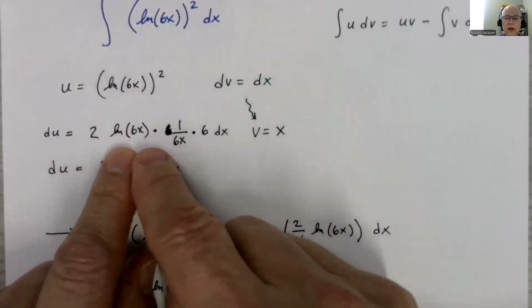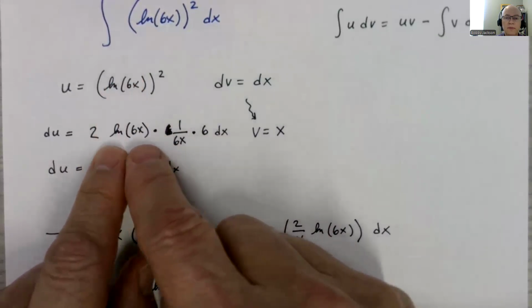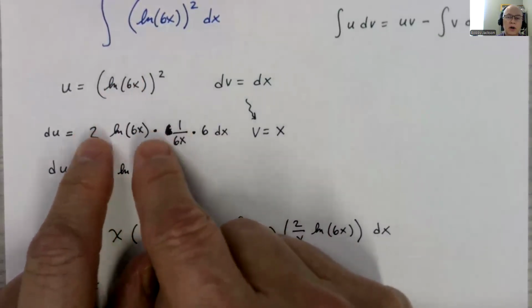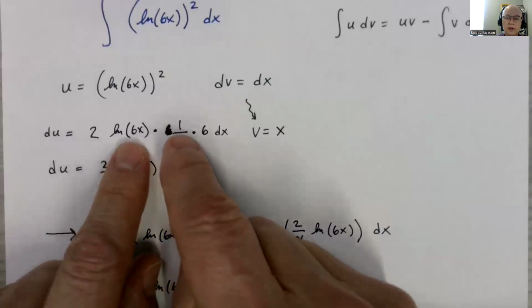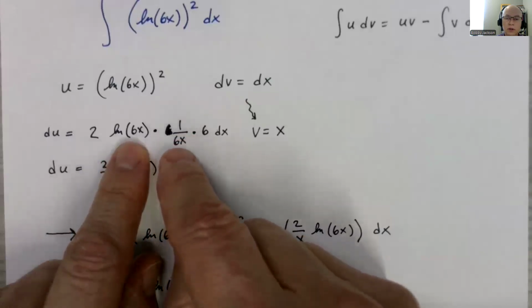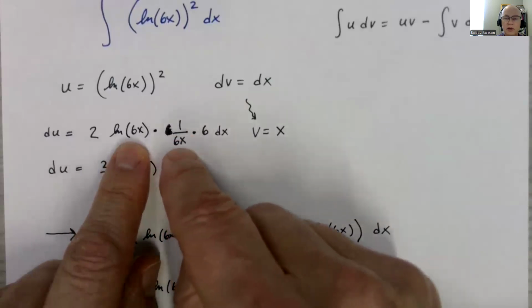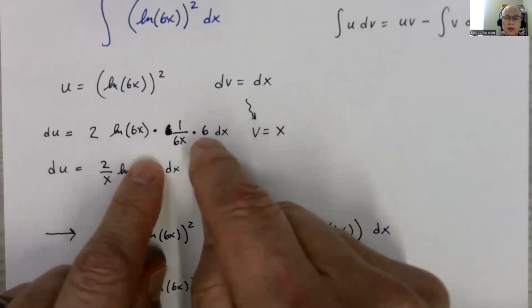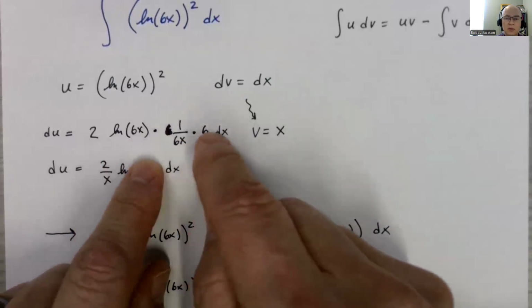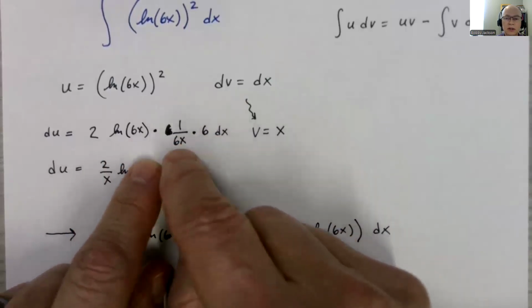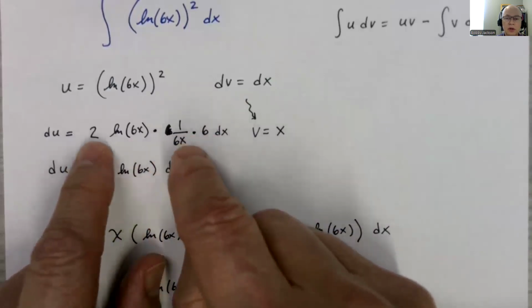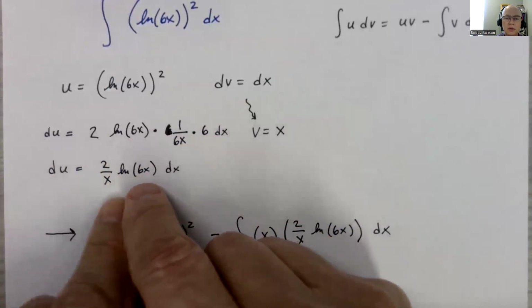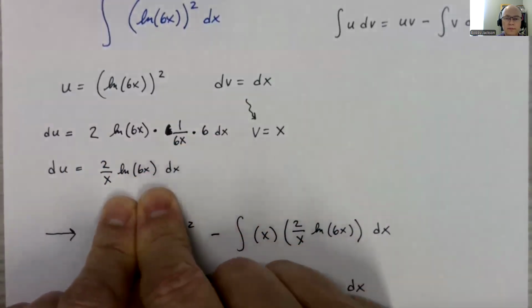Well, when we take the derivative of that, it's another chain rule, right? U is equal to 6x. The outer function is natural log of u. So the derivative of the outer function is 1 over u, where u is 6x, times the derivative of the inner function 6x, which is 6. So we've got a chain rule within a chain rule. Of course, 1 over 6x times 6 simplifies down to 1 over x, right? So I've got 2 divided by x, natural log of 6x. So du is equal to this, okay?